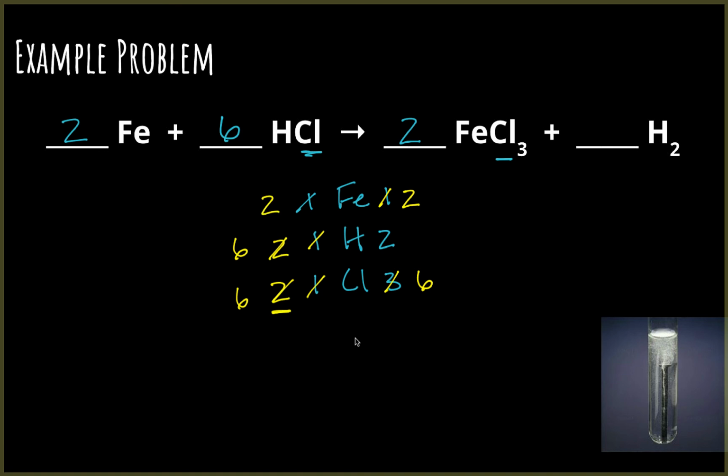The Cl's are okay. But again, going back to the other side, to fix the H's, I have 2, but I need 6. So I'm going to put a 3 there. So now that makes 6. Okay, so if I go back and check, 2 Fe's here, 2 Fe's over here, 6 H's, 3 times 2 is 6 H's, 6 Cl's, 2 times 3 is 6, 6 Cl's. So this one would be 2, 6, 2, 3.